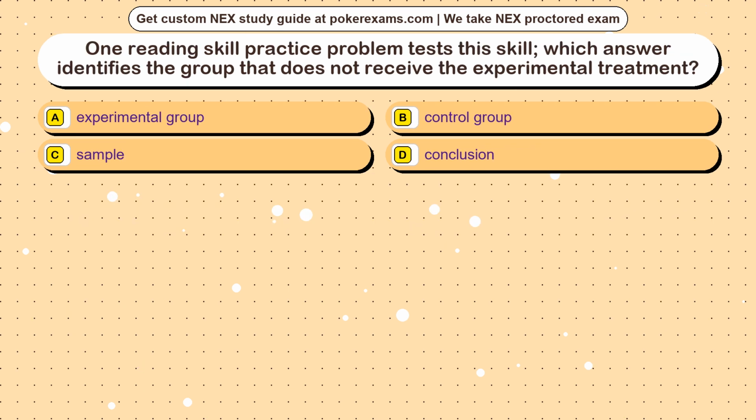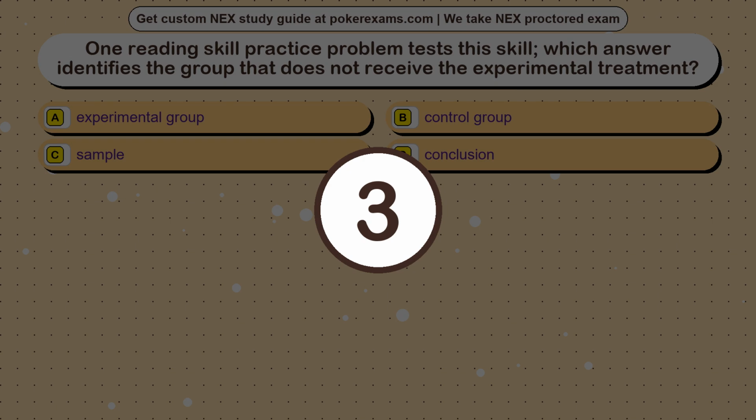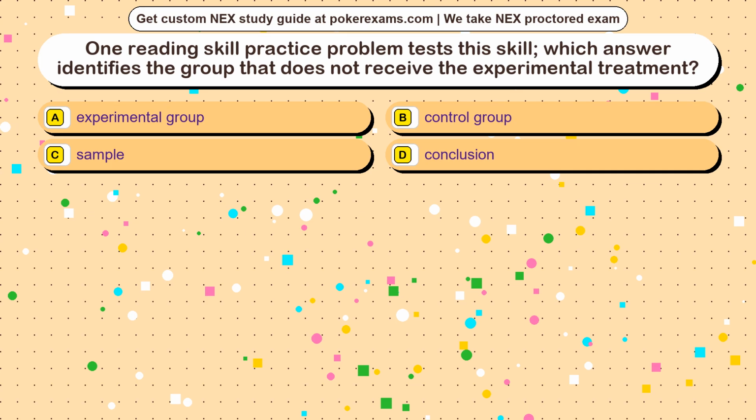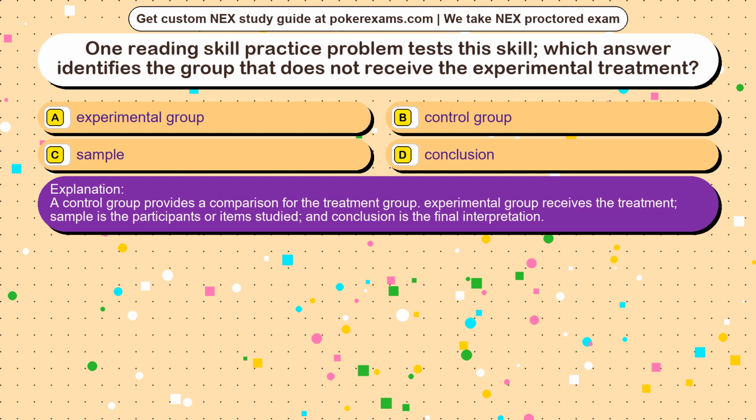Question 11. One reading skill practice problem tests this skill. Which answer identifies the group that does not receive the experimental treatment? Option A, experimental group. Option B, a control group. Option C, sample. Option D, a conclusion. The correct answer is option B. A control group provides a comparison for the treatment group. Experimental group receives the treatment, sample is the participants or items studied, and conclusion is the final interpretation.